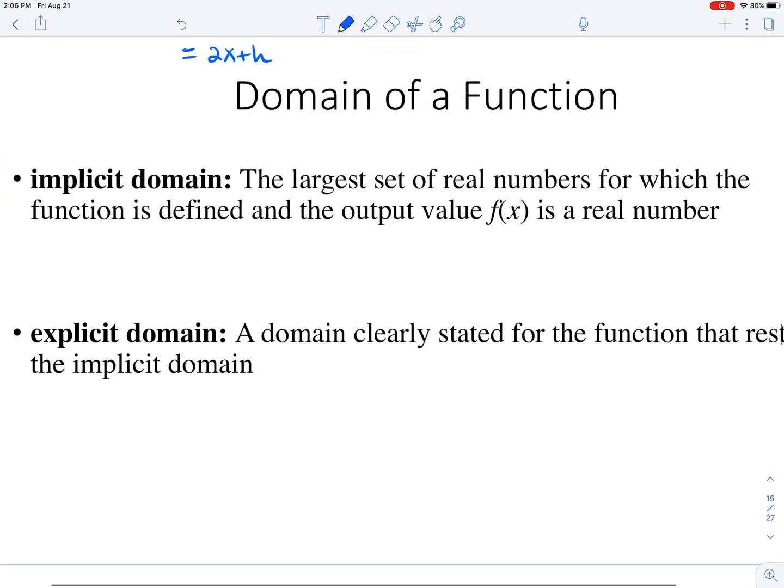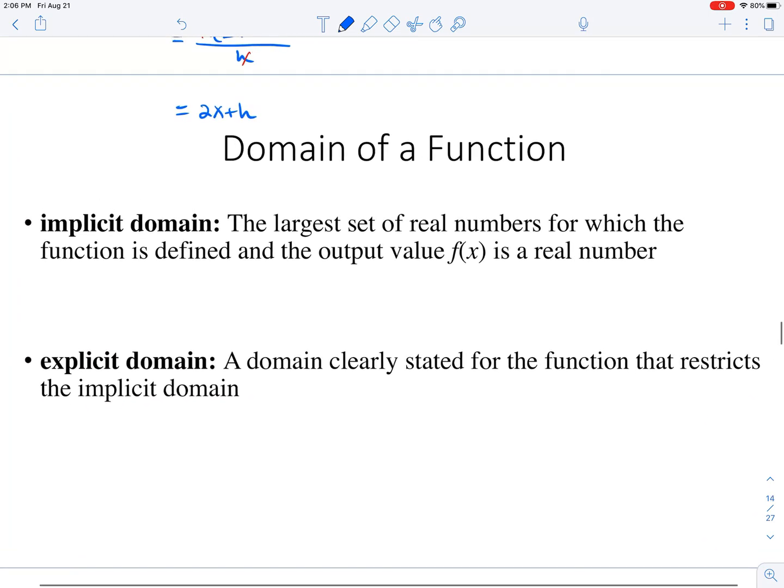All right, domain of a function. So there are different types of domains that you'll hear me refer to. A function has an implicit domain. And the implicit domain is just the largest possible domain for a particular function, where you only exclude real numbers that would give you imaginary outputs or that would make the function undefined. So maybe make the denominator of a function equal to 0.